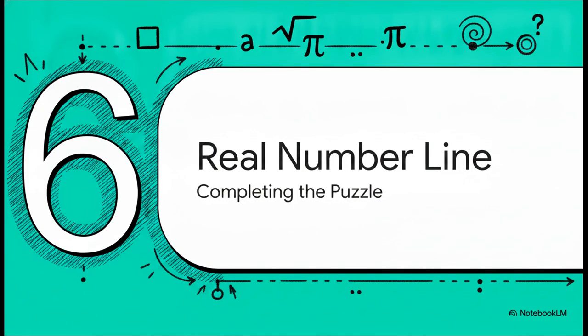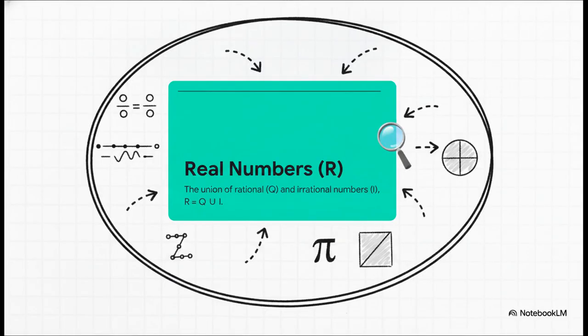And finally, Section 6. Unifying the real number line, completing the puzzle. Let's pull everything we've talked about together and look at the completed system. We finally arrive at real numbers, which we denote with the letter R. This is simply the union of all our rational numbers, so the fractions, terminating decimals, and integers, combined with all our irrational numbers, those non-terminating, non-recurring decimals like root 2 and pi. Together, they join forces to create the entire real number system.